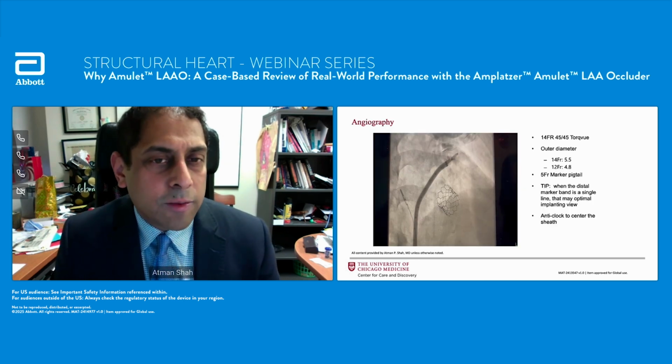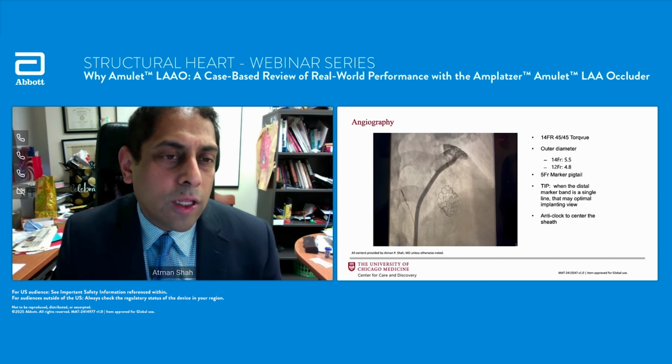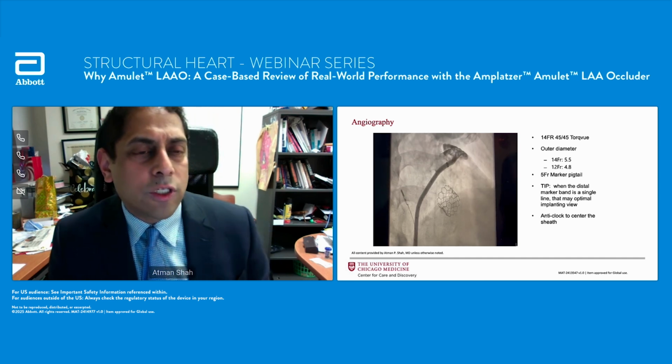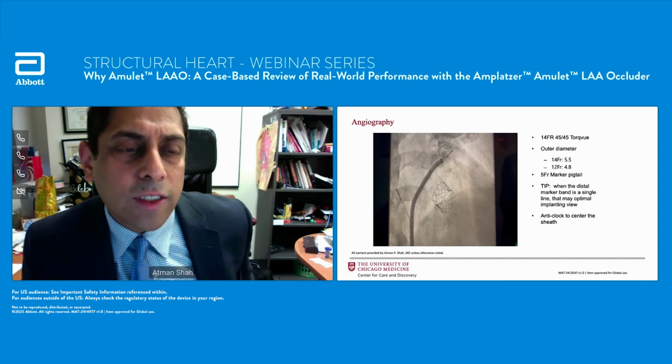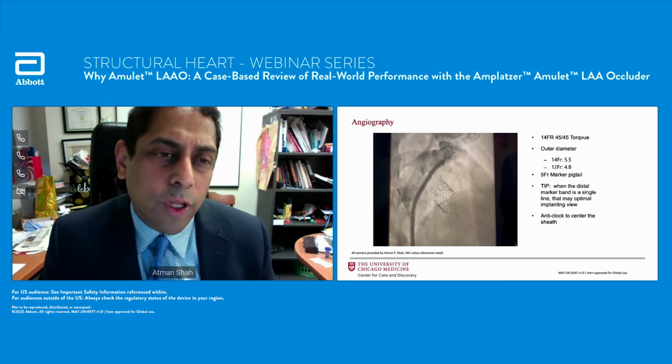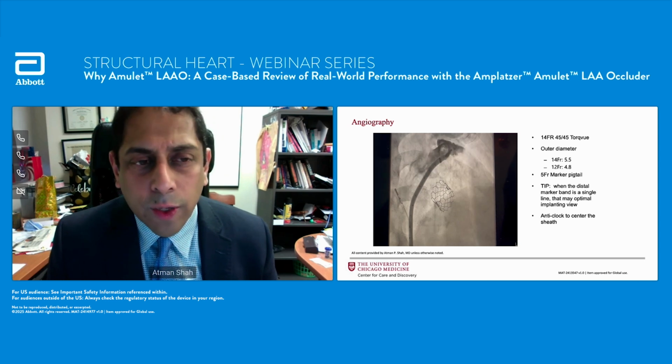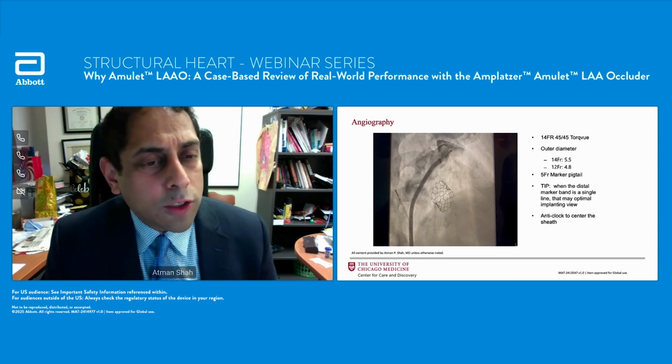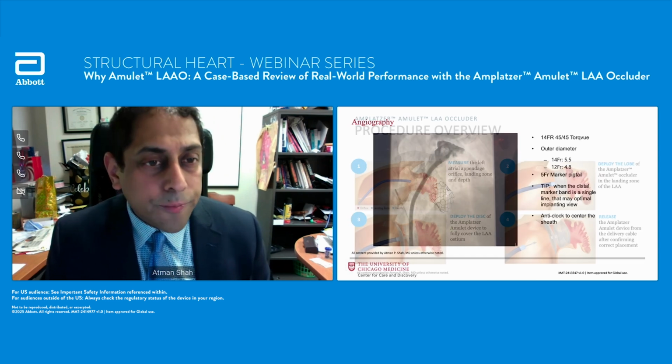Again, angiography becomes absolutely critical. Once we're in there, we tend to go ahead, either in the RAO views, in this particular view, it's an RAO cranial. Definitely like to see the distal marker band look as one line, get all the parallax out of it for a really good view. And again, we want to make sure not only we have a good picture of the landing zone, but also where our disc will sit.